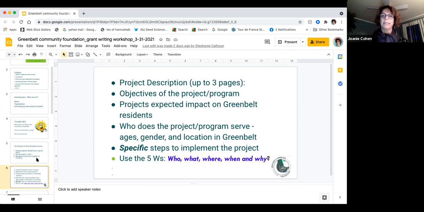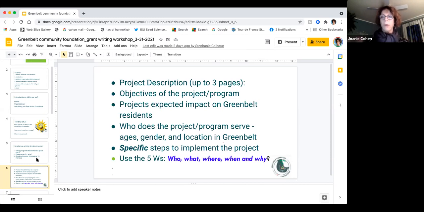Then you want to say who, and this gets back to our earlier thing. Who is the program trying to serve? The better is to be as specific as possible. 5th through 8th graders, 2nd and 3rd graders. And Jenny, don't worry, I am going to send the slides, so I don't feel like you have to take tons of notes. Don't worry.